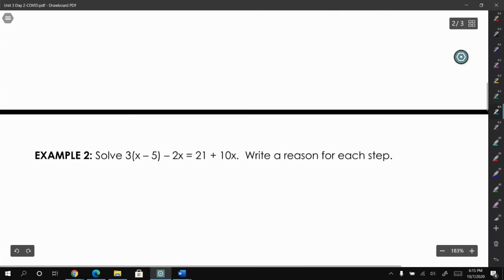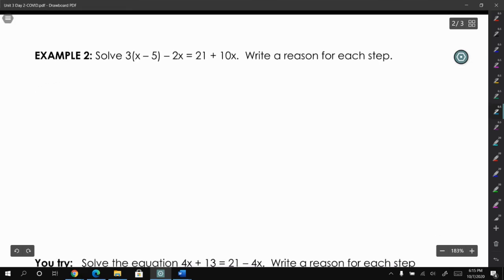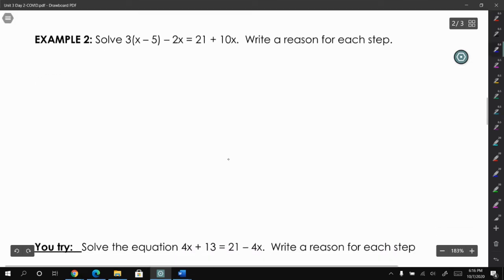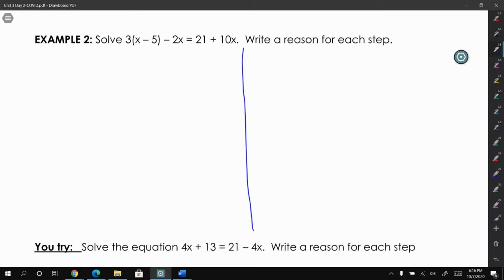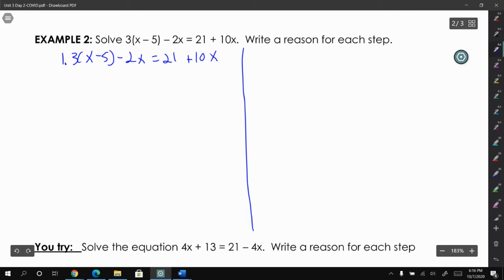So let's look at another one. And I'm going to make my column here. So we have this, and that's given to us. 3 times x minus 5 minus 2x equals 21 plus 10x. And that is given.